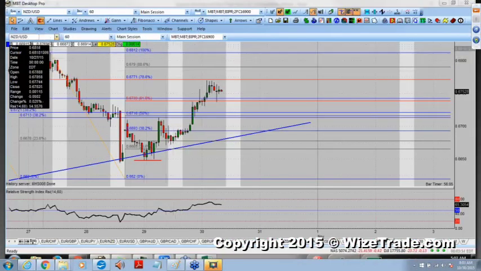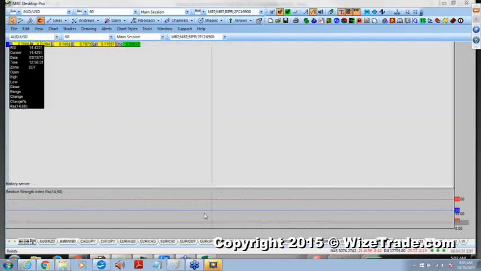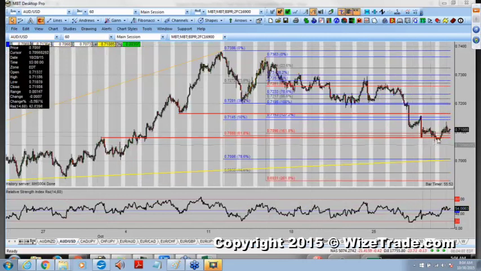Let's do the Aussie. Okay, so the Aussie found a lot of confluence down here, but I still think about the Aussie and how it's really underperformed. I mean, if you look at it, the Euro's bounced back from 109 to 110, right? It's 100-some-odd pips. The pound went from 152.50 to 153.50. It's 100 pips. Aussie dollar has gone from 70.70 to 71.07.